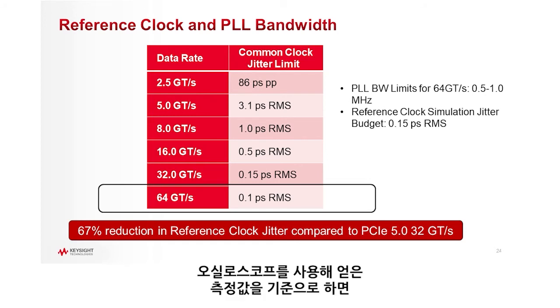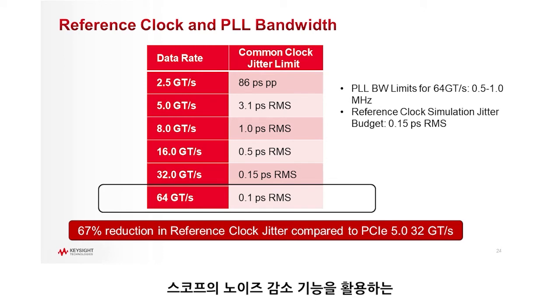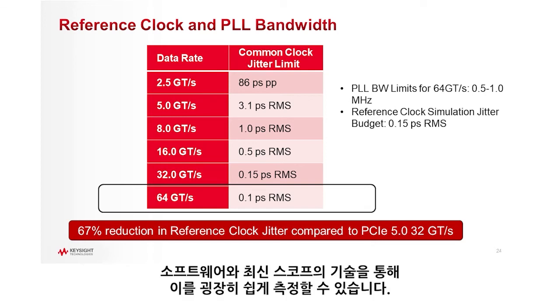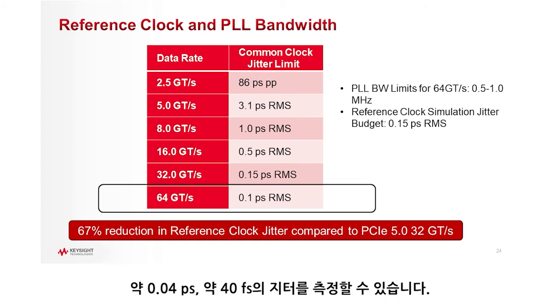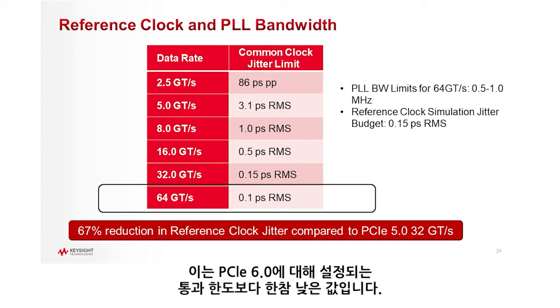Now, based on measurements we have made with our oscilloscopes, we believe this is very easily measurable with the latest technology of scopes and software that takes advantage of noise reduction capabilities in the scope. But even without using noise reduction techniques, we've been able to measure jitter down around 0.04 picoseconds, so about 40 femtoseconds. That's well below the passing limit that's being set for PCI Express 6.0.